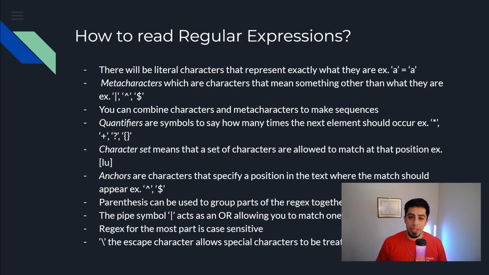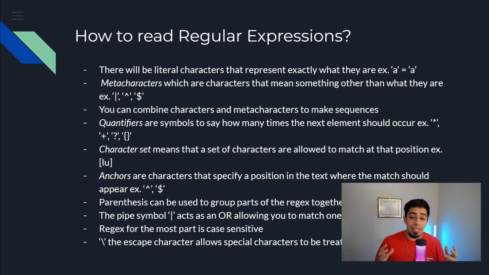So how do you read regular expressions? Well, these are going to be the different types of characters. And then we'll go a little bit deeper using a cheat sheet that I found on exactly what each individual one does. But this is going to be all the different categories of characters that make up a regular expression. So first, there will be literal characters that represent exactly what they are. An example is just an A equals A. Meta characters, which are characters that mean something other than what they are. So this can be like the pipe character, which is the straight vertical line, the caret, which is a little hat, or the $ sign. They all mean different things, and we'll get into what those are in a second.